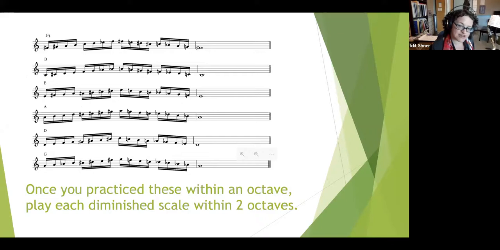Once you practiced all the scales within an octave, play each diminished scale within 2 octaves. All right? Now, in the scales of A flat and A, that's going to take us into the altissimo register. But I think that's okay. So it will sound like this. For the sake of time, I won't play through all of them. I'll just play through a few.